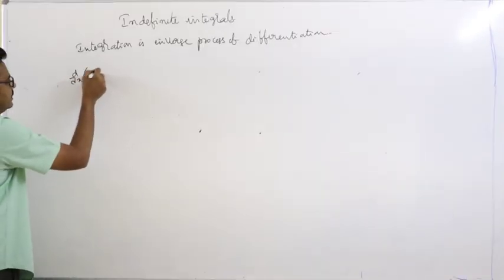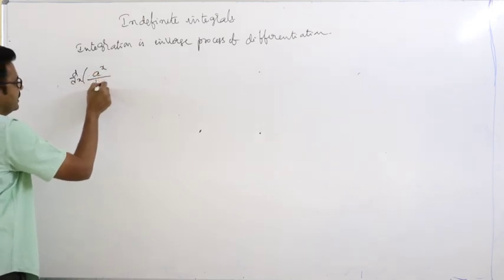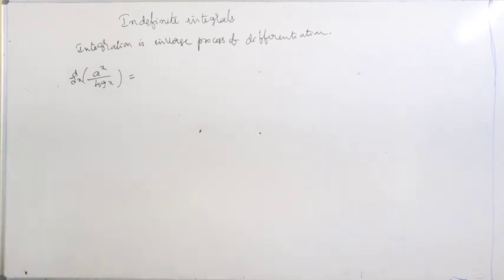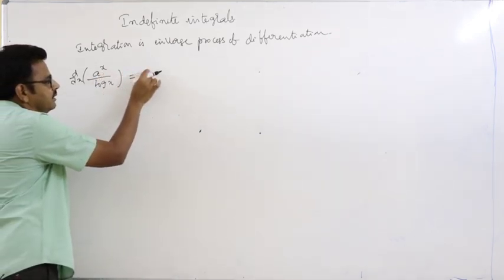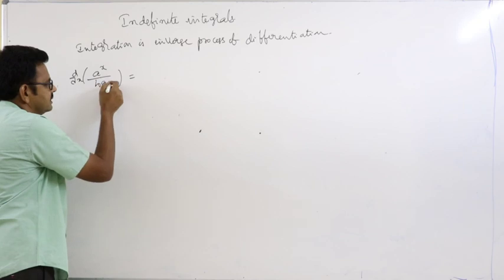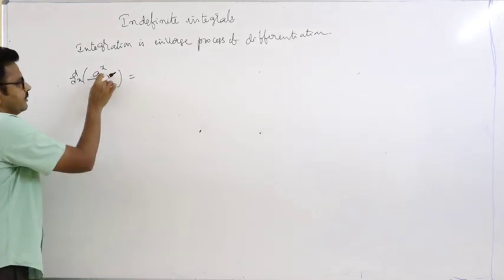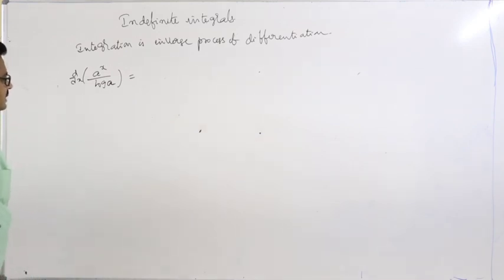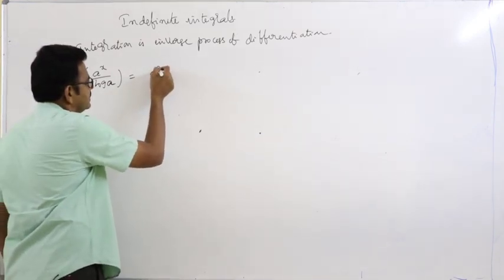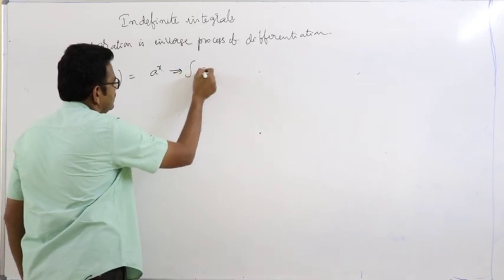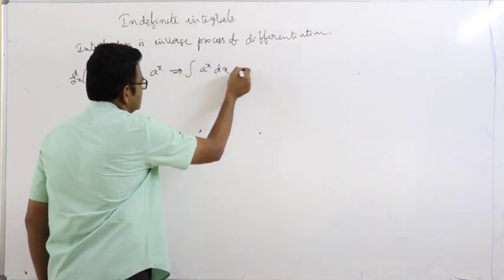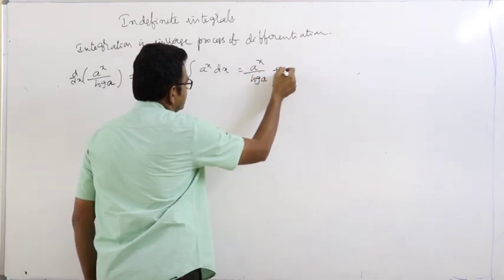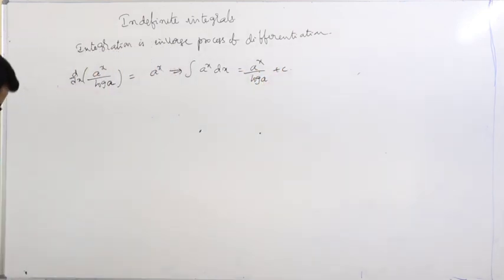Derivative of a power x by log a is equal to the derivative of a power x into 1 by log a. The derivative of a power x is a power x into log a, divided by log a. Log a gets cancelled. That is a to the power of x. This implies the integral of a power x dx is equal to a power x by log a plus c.